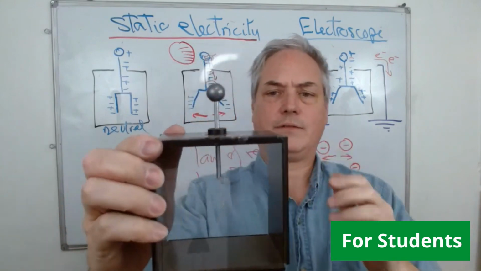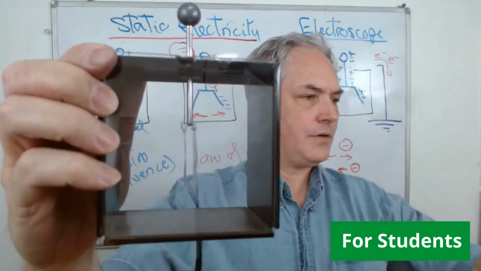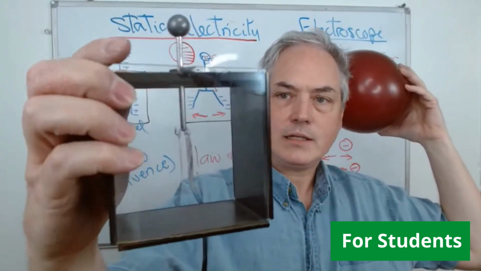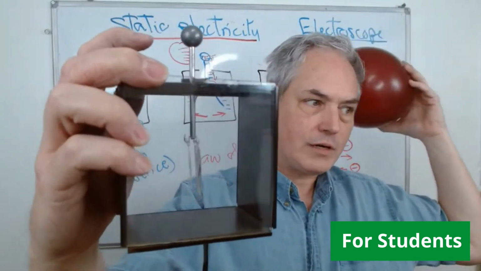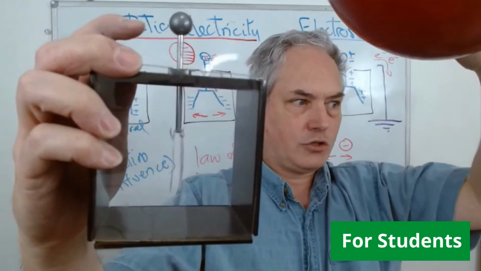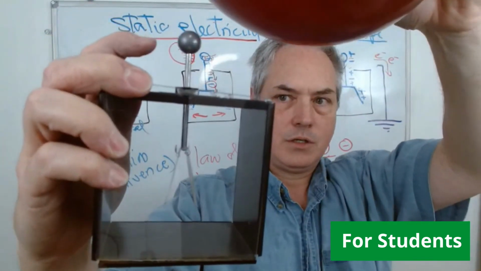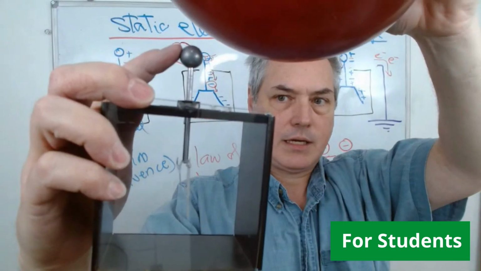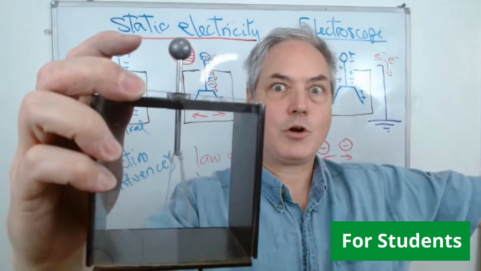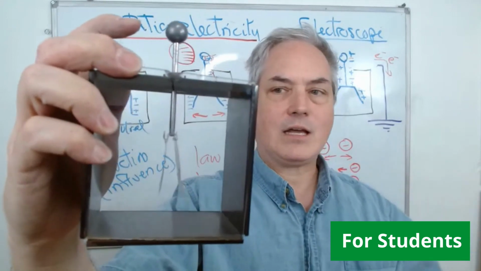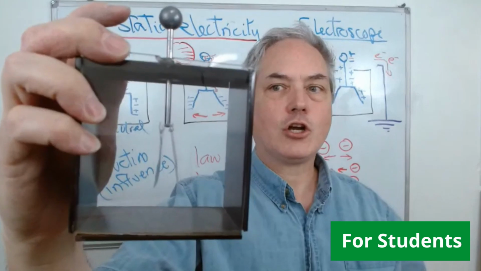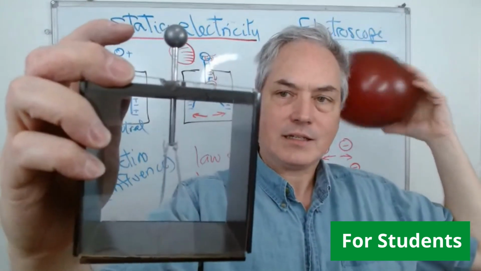So let's see, we have this. Perfect. I need this available for grounding. Okay, let's try this again. We have a charged balloon. I touch it and then I move it away. Oh, it's working. Very nice. Now we have the two leaves a bit further apart. It is charged.